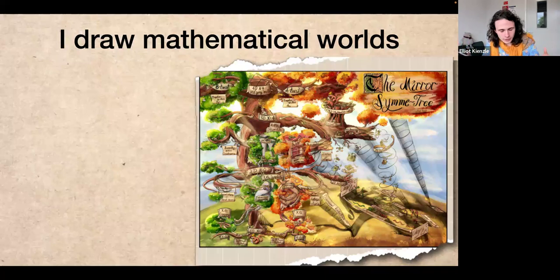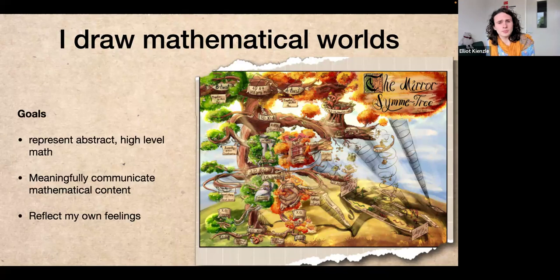Now, I'm going to get into much more detail on this later, so don't worry, but I'm bringing this up now because it's very exemplary of the sort of things I'm trying to go for. Like, what are my goals in making something? First, I'm generally trying to represent fairly high-level abstract mathematical concepts, and I'm trying to meaningfully communicate the mathematical content along the way. I want this to have some pedagogical value. But at the same time, I want it to reflect how I feel about and conceptualize these subjects.